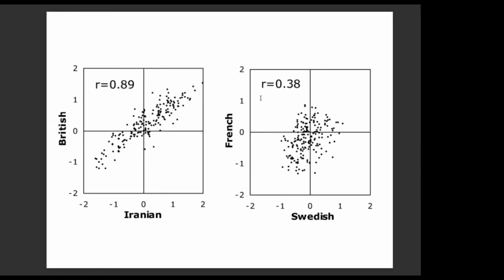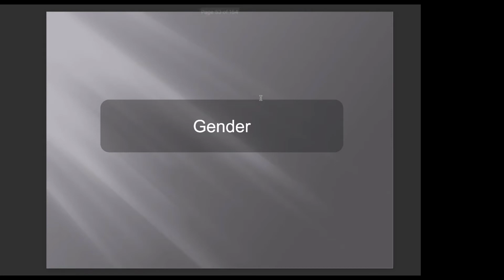So here we just show the two very different patterns you see from the graphs in previous slides. On the left-hand side, there is a very high correlation between Iranian and British observers, with a coefficient of 0.89. On the right-hand side, between Swedish and French observers, a very low correlation coefficient, 0.38. So we think that like-dislike can be affected by cultural backgrounds here. Next slide, please. The next is a comparison of color emotion between the two gender groups. Next slide, please.